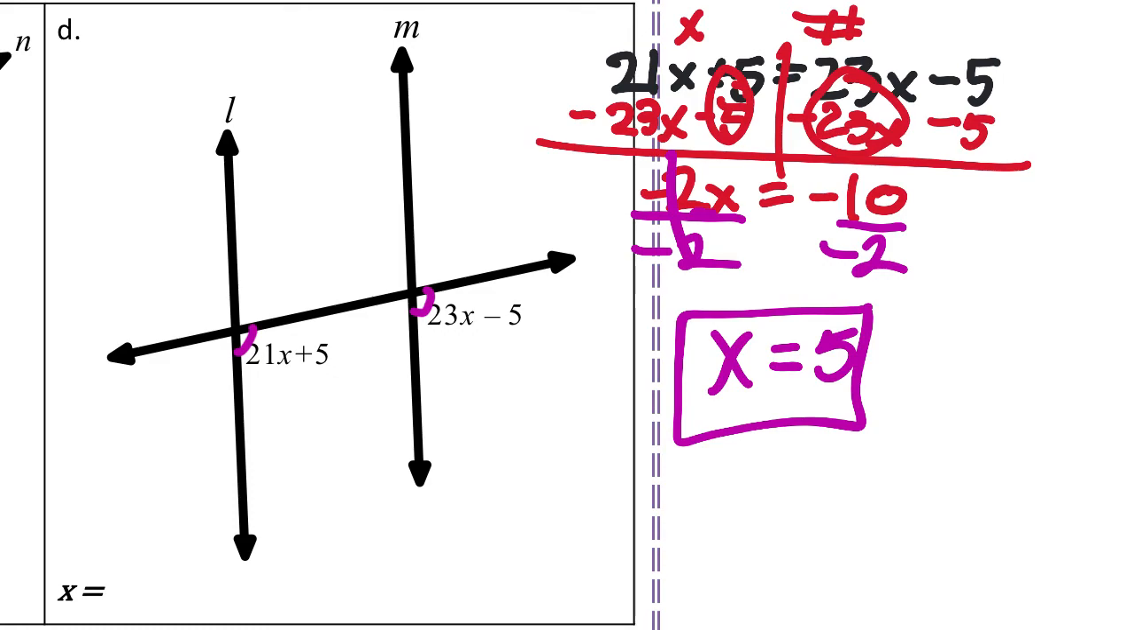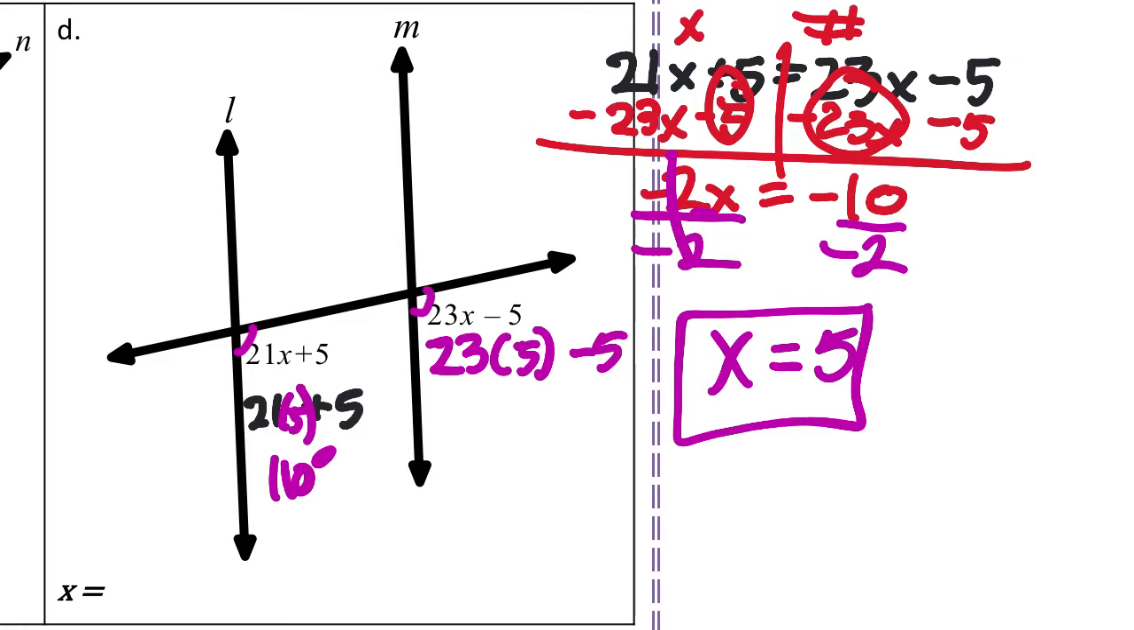But then I just need to solve both of these, right? So like this first angle, I'd say, well, 21 times 5 plus 5, because now x is 5 here. So 21 times 5, that's 105, plus 5, that should be 110 degrees there. And we'll just make sure the other one is true as well. I'll say 23 times 5 minus 5. What do we get on that then? So 23 times 5, that's 115, minus 5, that's 110 degrees as well.